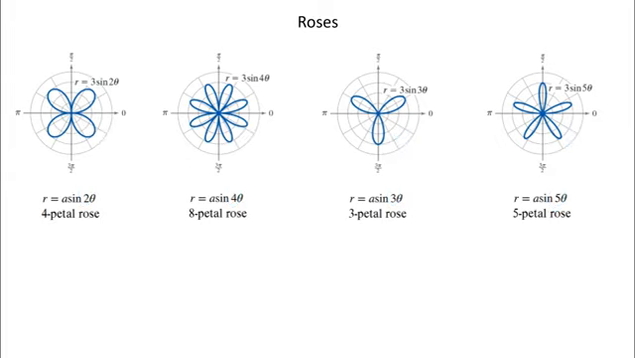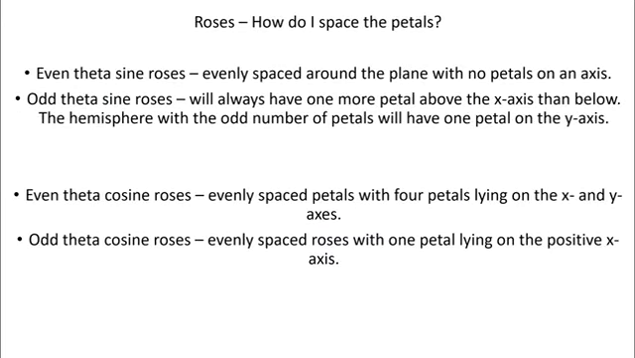Well, when we look at these graphs, you think, well, that's kind of neat, but it could also be confusing, like if I'm asking you to graph a certain type of rose. How do I know where to situate the petals? How many petals go above the x-axis? How many go below? How are they spaced? Like, how do we orient the roses on the graph? And that would be a great question. And that's exactly where things can get a little bit tricky when graphing these roses.